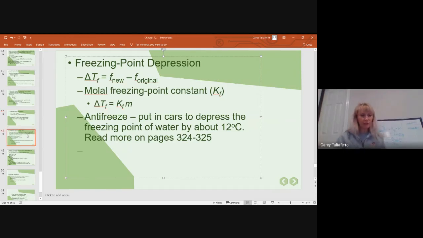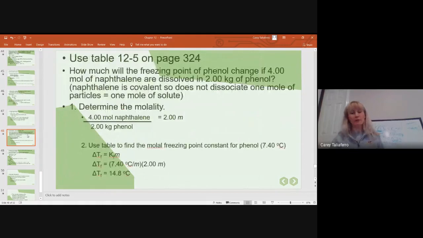All right. Now, we're just going to jump into problem solving similar to what we did with boiling point elevation. I'm going to go through a couple of problems with you, and then I'm going to assign you a couple. You're not going to have that many, maybe 2 or 3 to do with this assignment. And again, you're going to use table 12-5 on page 324. That's going to have your constants and your freezing points for a handful of solvents. All right. So here we go.